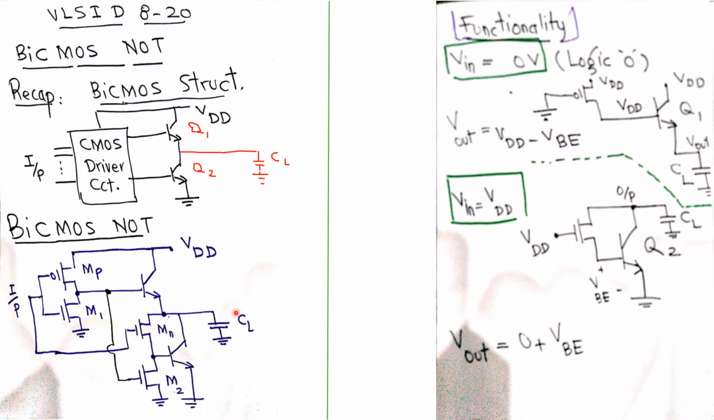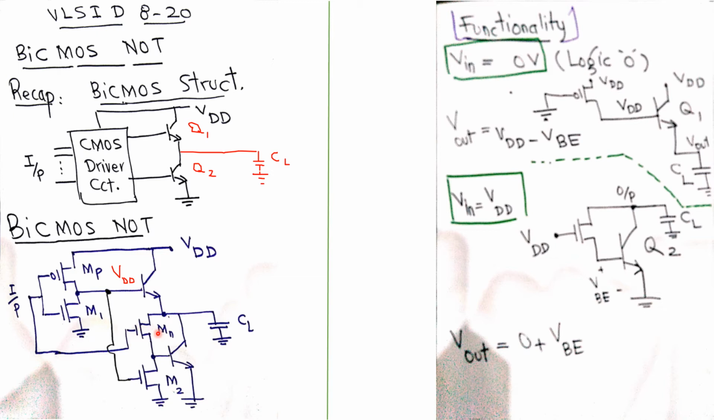BiCMOS circuit. The functionality is that when the input voltage is 0 volts, we apply 0 volts here. This MP turns on and supplies here a voltage equal to VDD, because PMOS is on, so the output is a logic high, whereas this NMOS M1 transistor is off and this MN transistor is also off, so both these NMOS transistors are off, right?